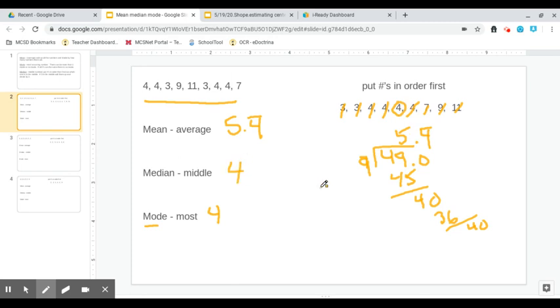So my median is 4. Okay, moving on to another one. Every problem is done like this. The only difference would be the numbers might get a little harder, or you might have 2 numbers in the middle here for a median, or you might have some different things going on with the mode. But we're going to look at this.